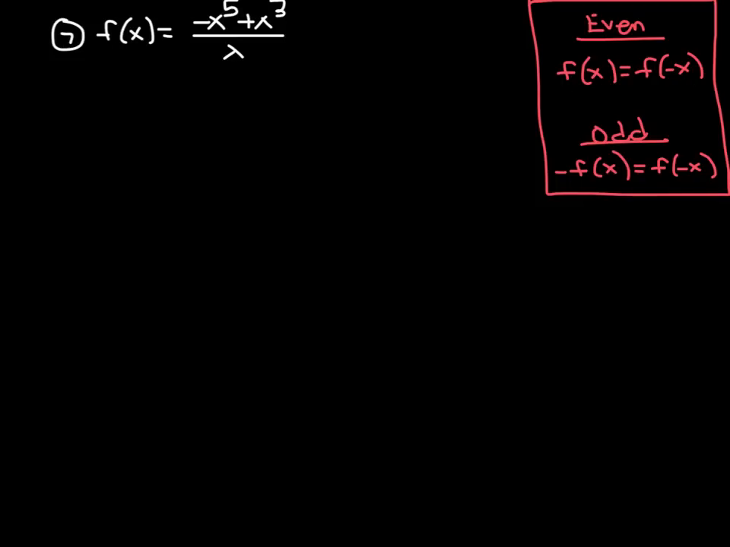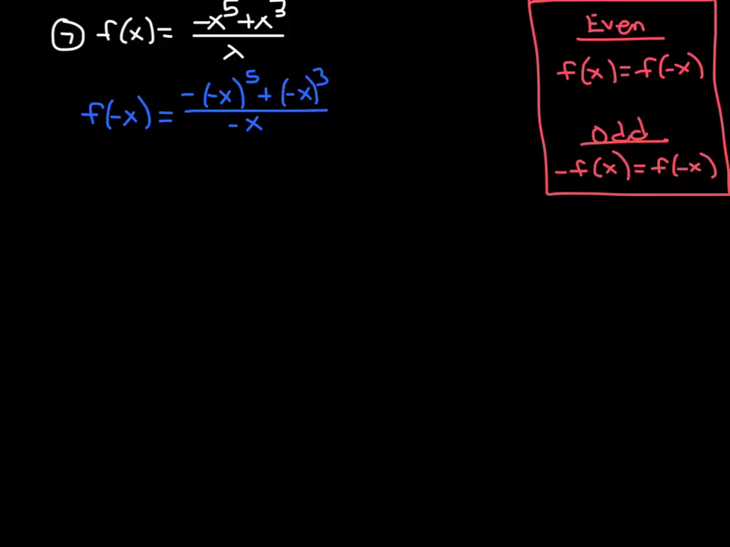Okay, so let's first find f of negative x. Now what that means is you're just going to go through and replace all of your x's with a negative x. So in the numerator, we're going to have a negative, and then in parentheses, negative x to the fifth, and then plus, in parentheses, negative x cubed. And that's going to be all over negative x.